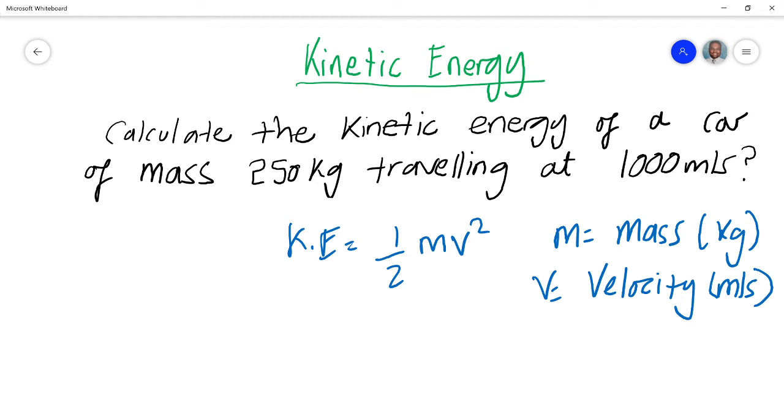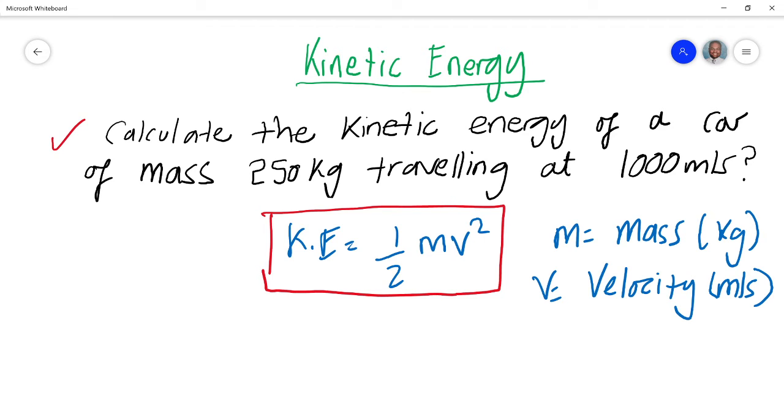Now if you remember, and I know I haven't put this before, but I will put more videos, velocity is a vector quantity because it has both magnitude and direction. So kinetic energy's formula is half mv squared, so that's the formula we will be using. So if you look at the question, it says calculate the kinetic energy of a car of mass 2,500 kilograms traveling at 1,000 meters per second.